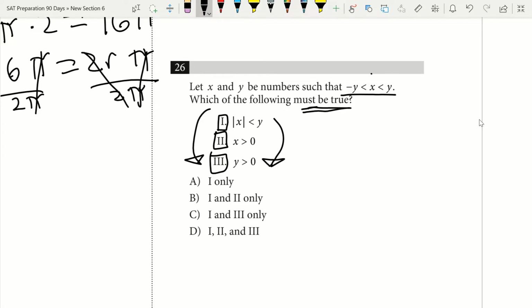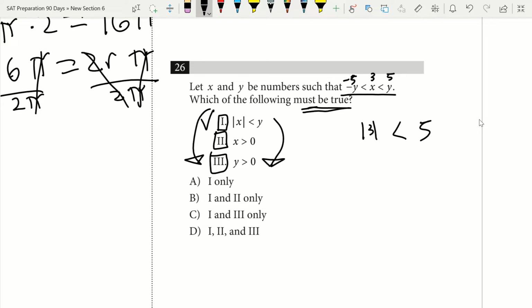Okay, so we're going to call x 3. And if y has to be greater than that 3, then y could be 5. And then we have negative y, which must be negative 5. Okay, so we have a negative 5, a 3, and a 5. Is the absolute value of x less than y? Well, let's see. Absolute value of x is 3. Is that less than y of 5? Yes. So 1 is going to be true. It has to be true.